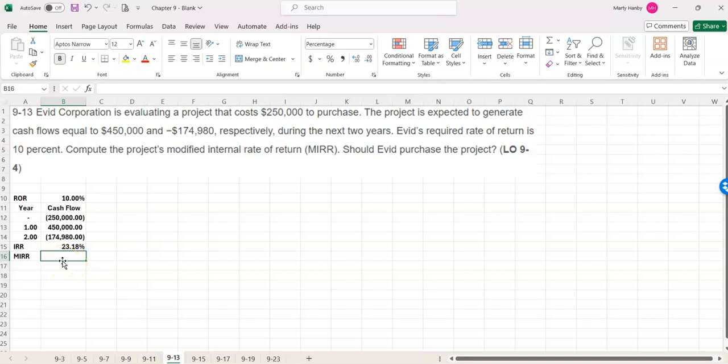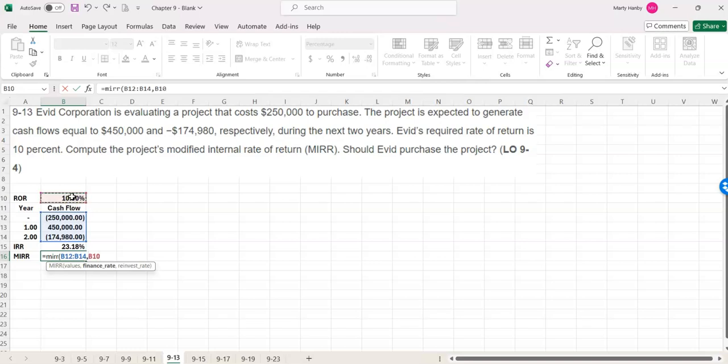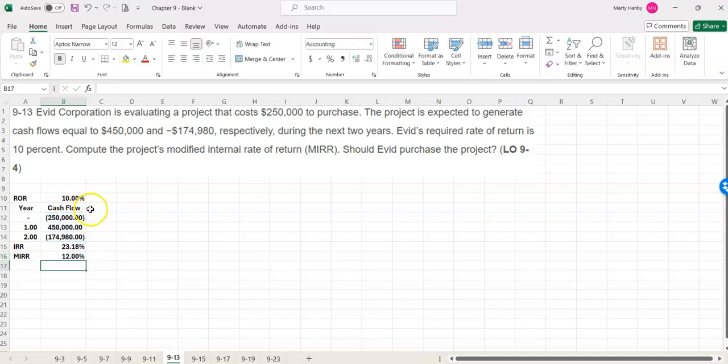So modified internal rate of return is MIRR. So we capture the values, so 0, 1, and 2, and then in Excel you have a finance rate and reinvest rate. We're going to use the same rate for both, but you have to enter both. So you just enter that twice and put a comma between them and hit return, and you get 12%.